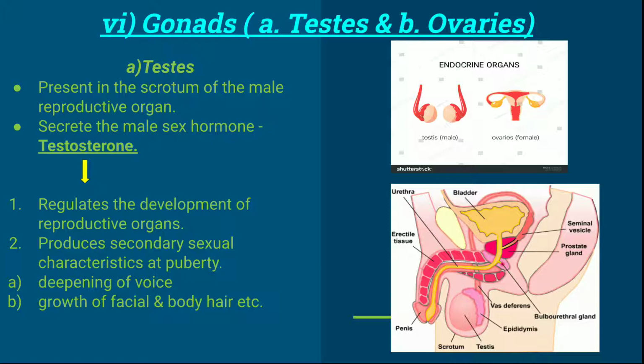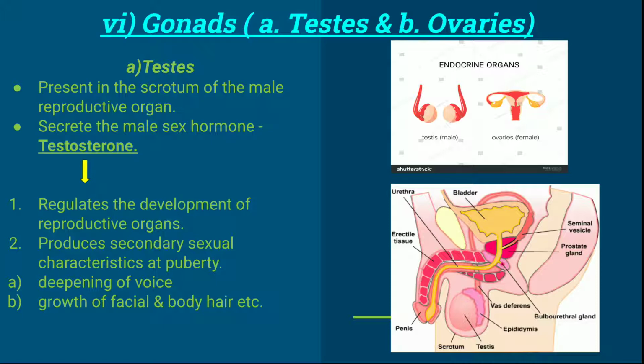So in the male reproductive system, the gonad is the testis, and for females it is the ovaries. Okay, now first we'll discuss the testis. The testis is present in the scrotum of the male reproductive organ. This is the testis, which is present in the scrotum part of the male reproductive system. This U-shaped down portion of the male reproductive system is the scrotum, and inside it is the testis. You can see it from the picture.